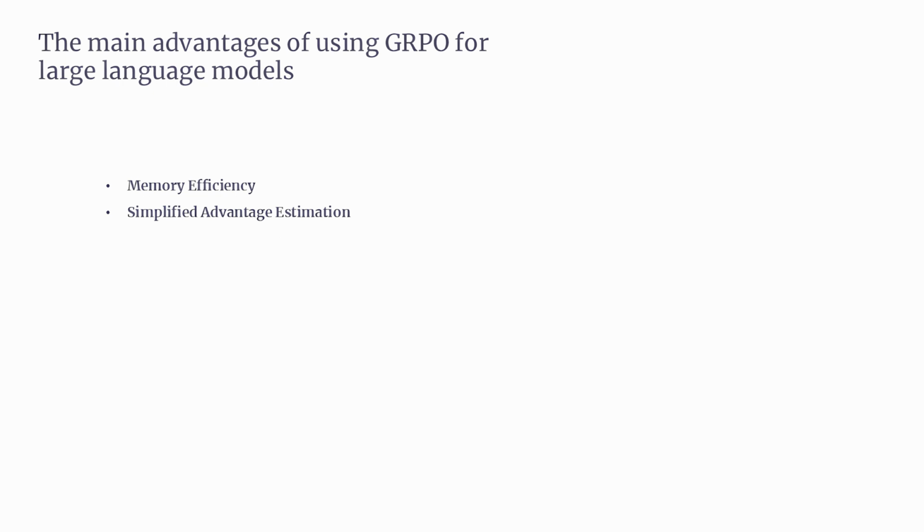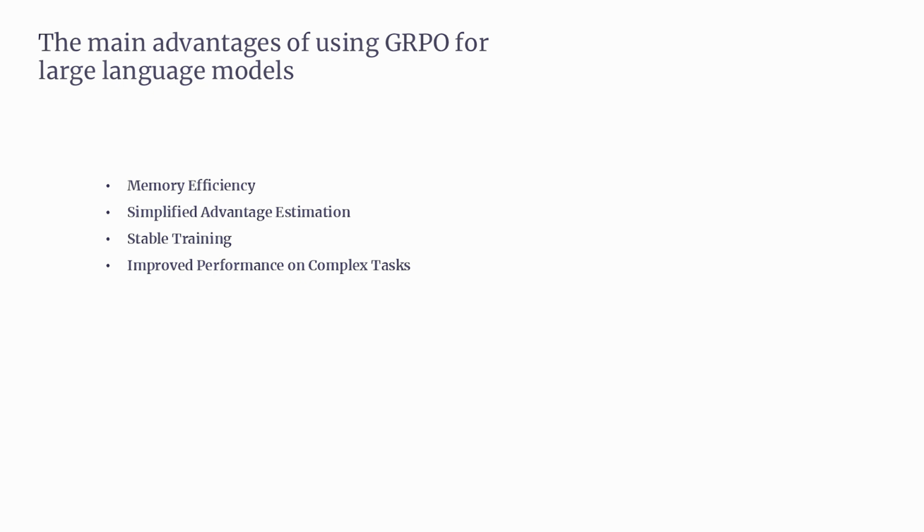It's an improvement over traditional methods that can sometimes struggle with noisy or highly variable estimates. The third, stable training, KL divergence constraint. GRPO includes a KL divergence term in its objective function. This term helps ensure that the updates to the model's policy don't deviate too far from the original reference policy. By controlling these deviations, GRPO helps maintain stability during training, preventing large and erratic shifts in the model's behavior.